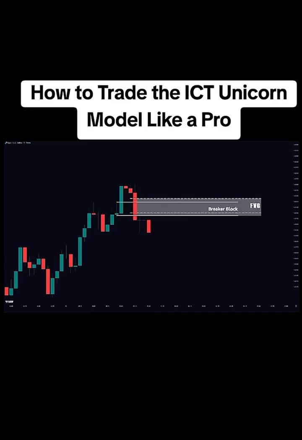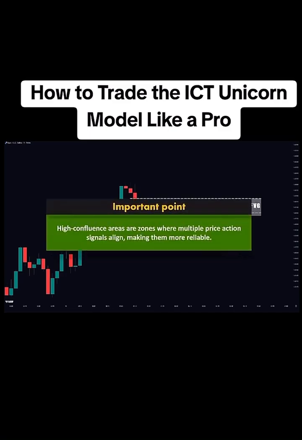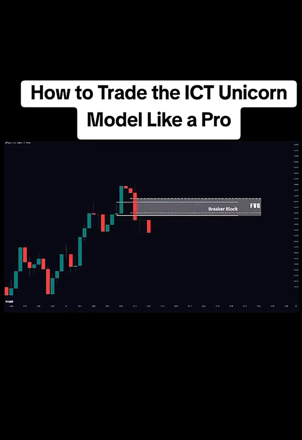High confluence areas are zones where multiple price action signals align, making them more reliable. These areas attract significant attention from traders, as the convergence of signals often increases the likelihood of a strong market reaction. With so many participants monitoring these levels, they become key zones where traders anticipate and execute their strategies.